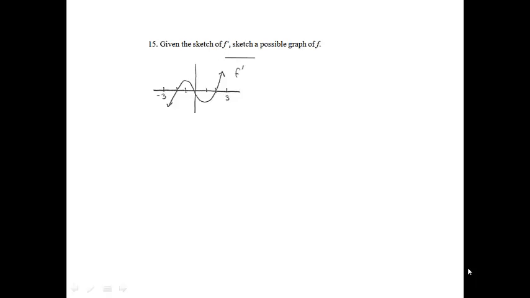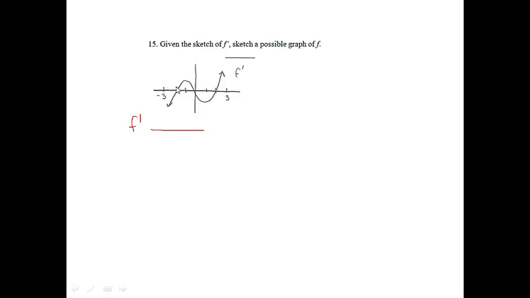Number 15, given the sketch of f prime, sketch a possible graph of f. So this is f prime. I'm going to first of all start by making an f prime chart. Since it's f prime to f prime, I'm just going to be looking at whether the derivative is positive or negative, or above and below the x-axis.